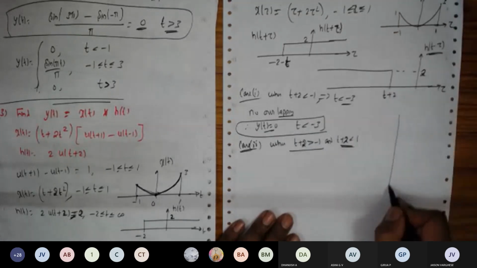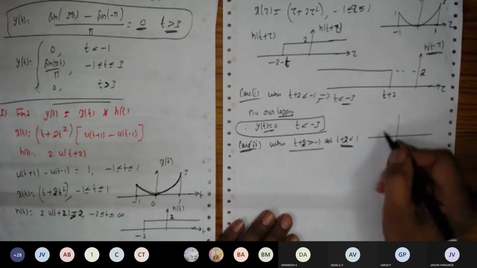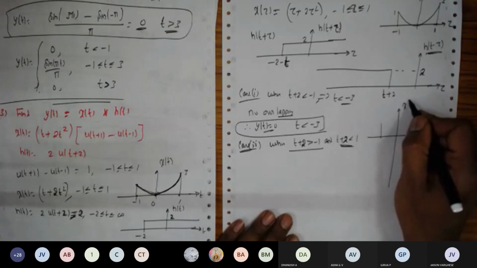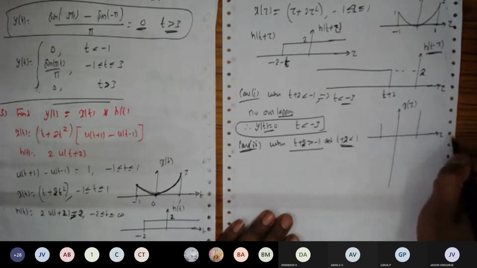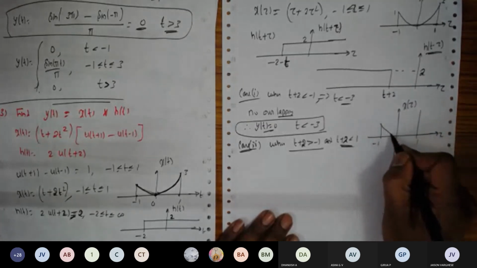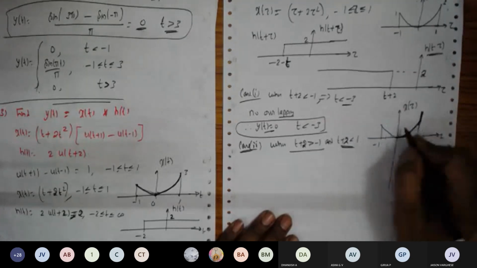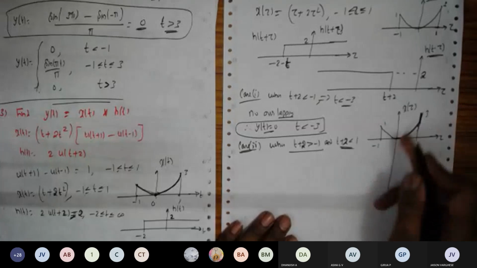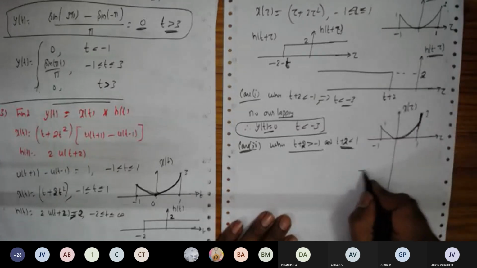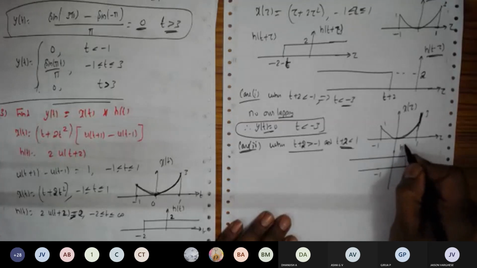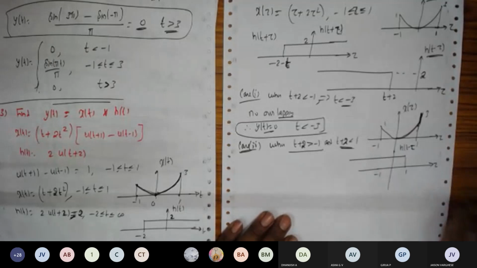So let me plot the waveform for this one on the same axis. This is -1, and this is x of tau, defined from -1 to +1, so it will become like this. This is 1, this is 3, and I can move t plus 2 somewhere between here. So this is t plus 2, assume like this. This is h of t minus tau. This is tau, and this is t plus 2 here.